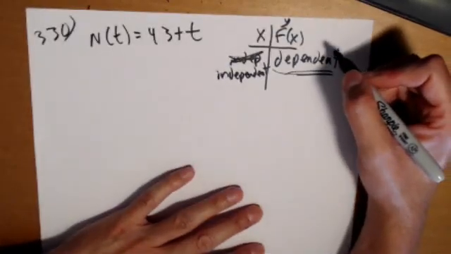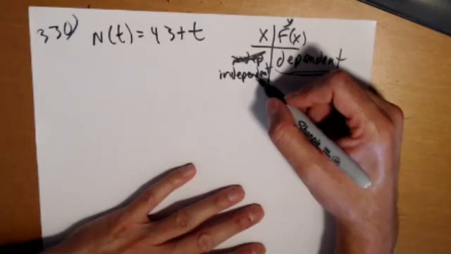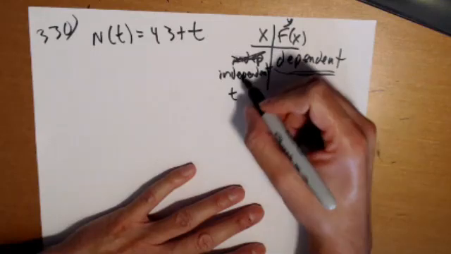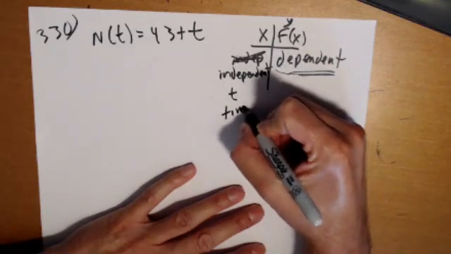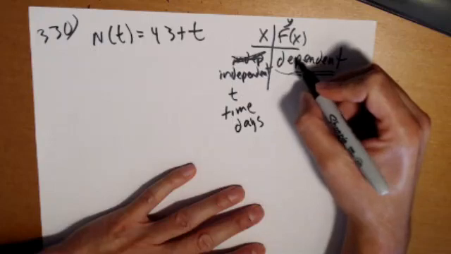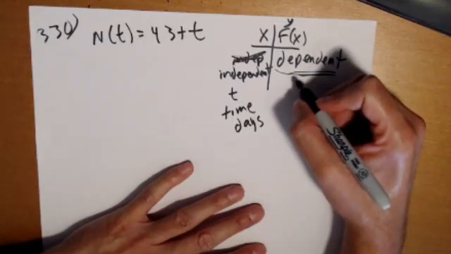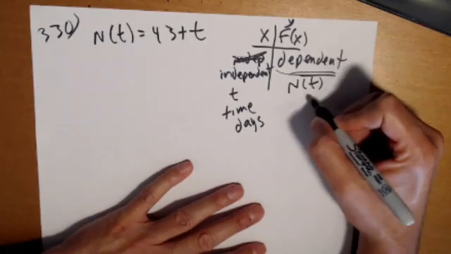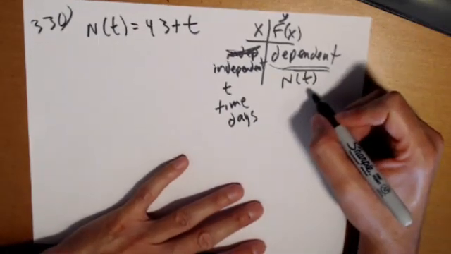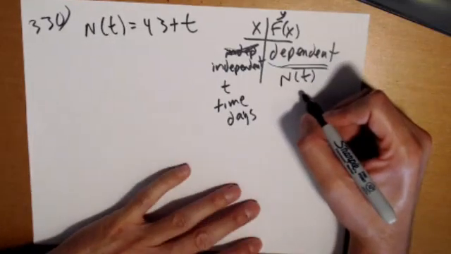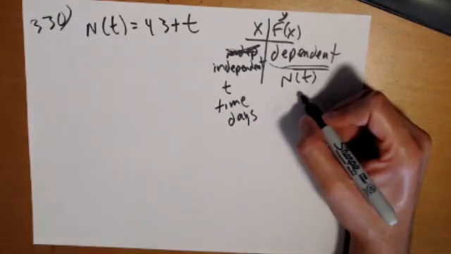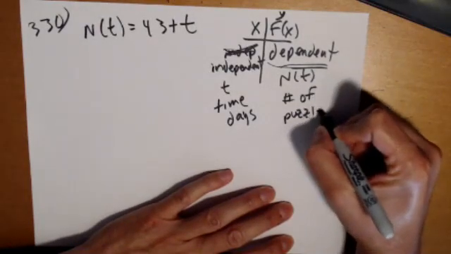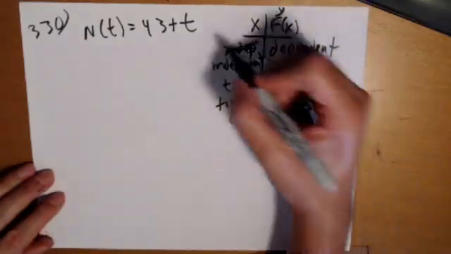Okay. And so the x happened to be the t. T, the independent was t, time, measured in days. And then the y happened to be the n, or n of t, which is the number of unwatched shows. Whoops, number of puzzles. I was looking at the wrong problem. Number of puzzles. Okay, so that's part A.